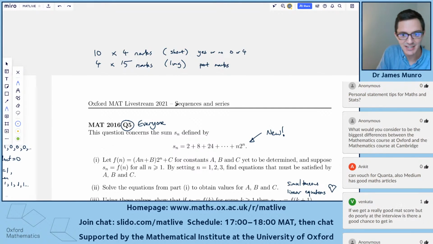Personal statement tips for maths and stats. Tell us about maths, tell us about stats, tell us about what you're interested in, tell us about how you're preparing for maths at university. Same advice I give to everyone really. Why are you applying for this course? Why are you going to be good at it? What are you doing to prepare to be good at this course when you're here? Sort of same whether you're applying for maths and stats or French.